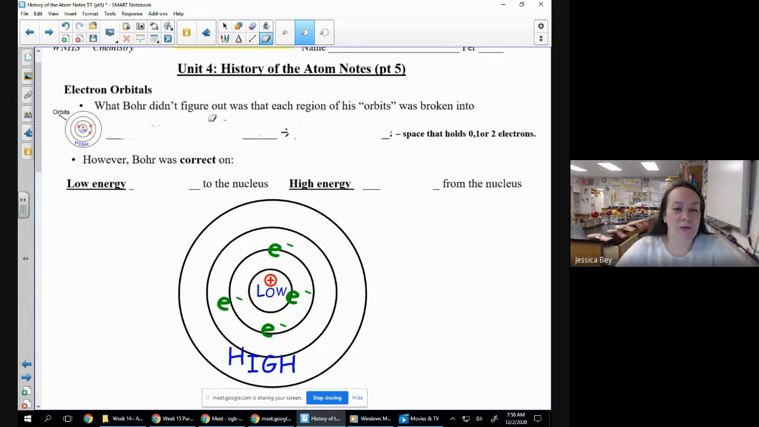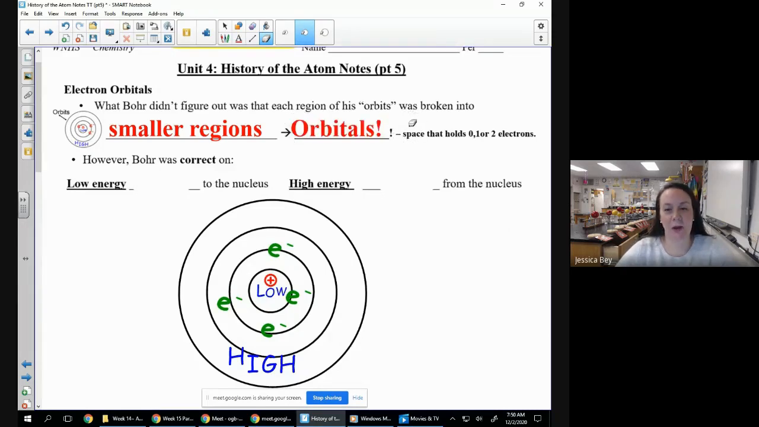So what Bohr didn't figure out is that each of his orbits were broken into different and smaller regions. So they weren't these little paths. I think when they were naming them orbitals, they paid a little bit of homage to him, since he thought they were orbits, and they're not, but they're orbitals. And remember, the orbital definition from yesterday's lecture is just a space that holds 0, 1, or 2 electrons.